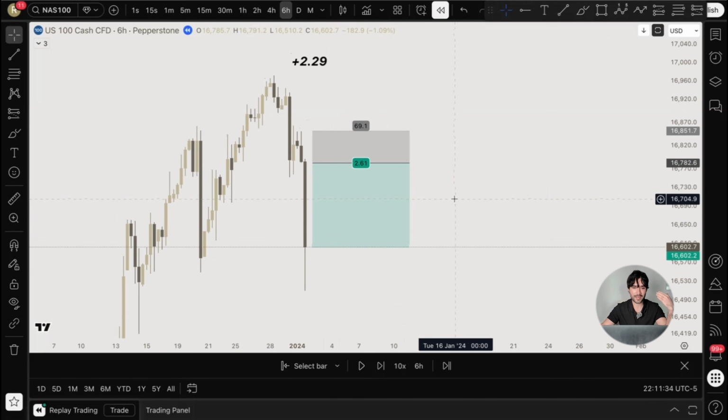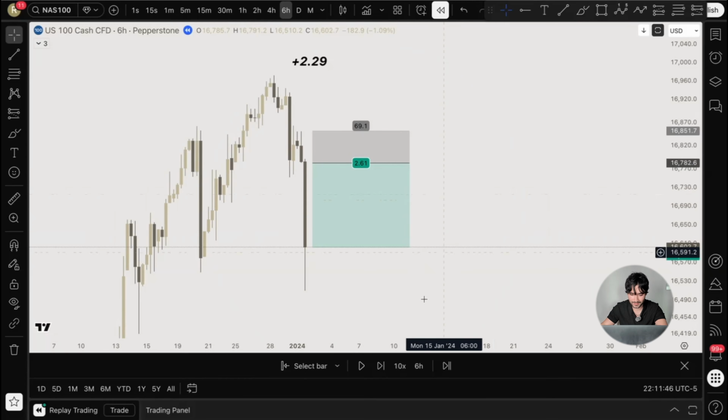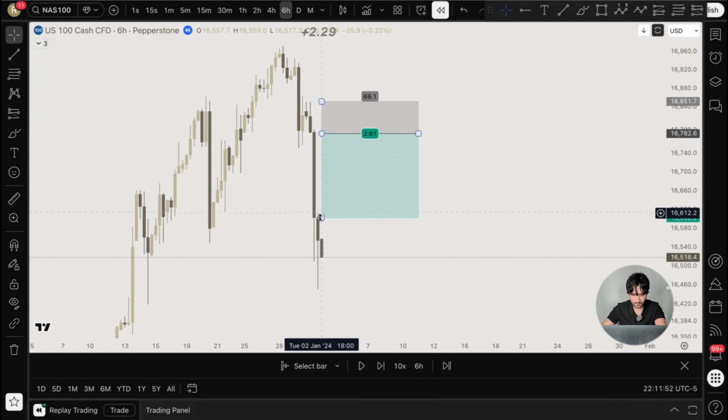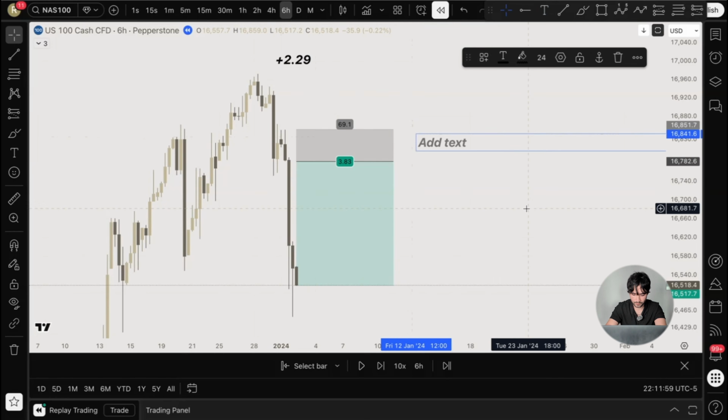The data has shown that managing at the 3 candles is going to be the most profitable in the long run. And of course, I let the data make the decisions for me, not my emotions. So we're gonna let these next 2 candles play out. And as you guys can see, we totaled about 3.83R. So we'll go ahead and denote that on screen. 3.83.